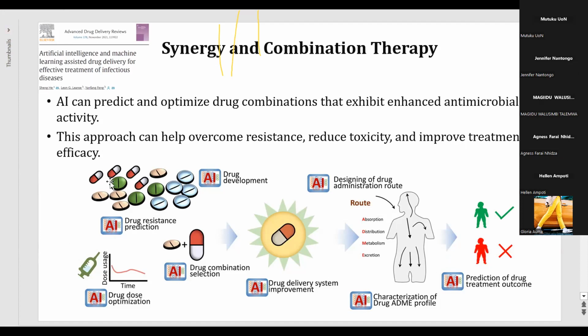Suppose this is the drug, this is the drug combination, then you see the dose response. Also there is the drug combination. How is this drug acting with this drug in combination? So this is what happens, that is drug delivery system improvement. So there is good improvement. And then this drug is taken by the human. So here you do the ADME study, absorption, distribution, metabolism, and excretion. And here the outcome is the prediction of the treatment outcome.